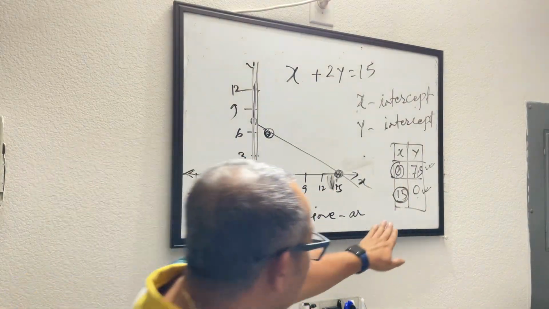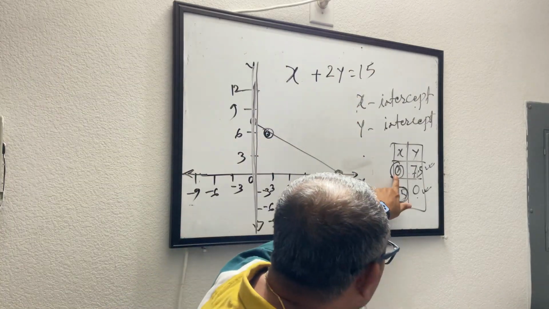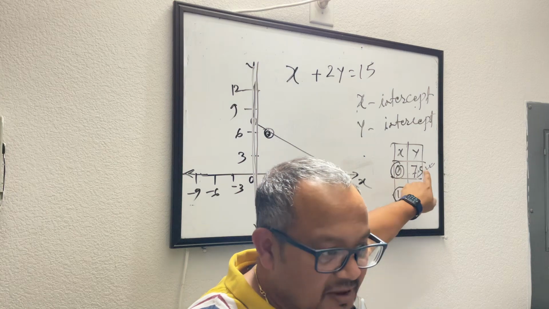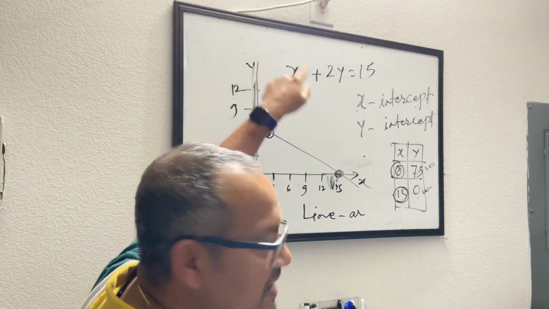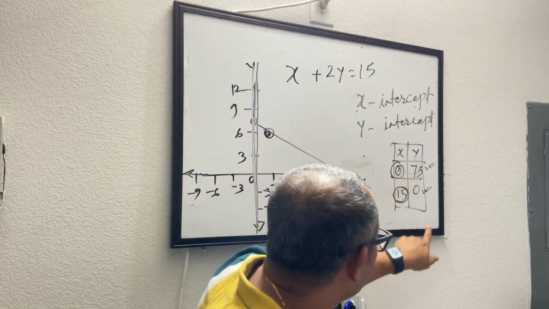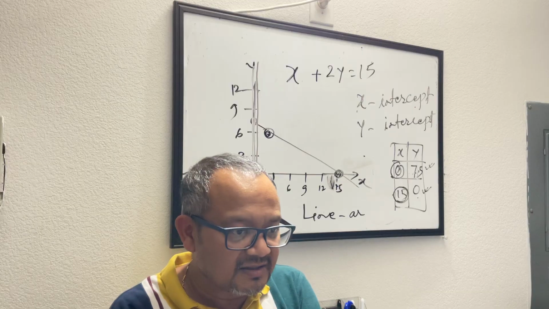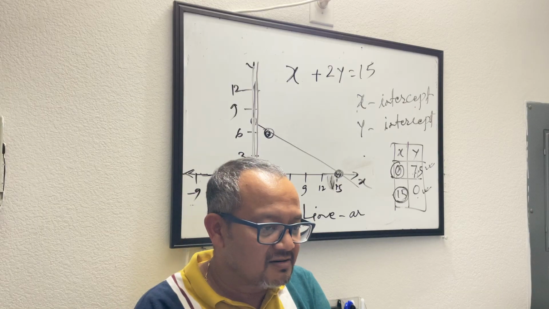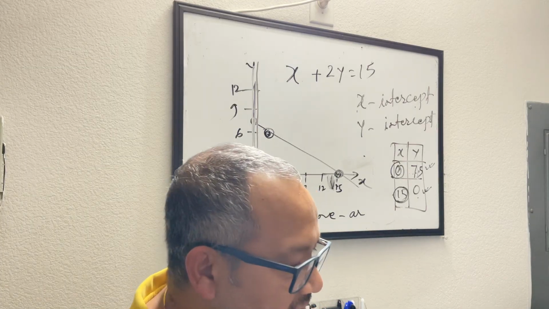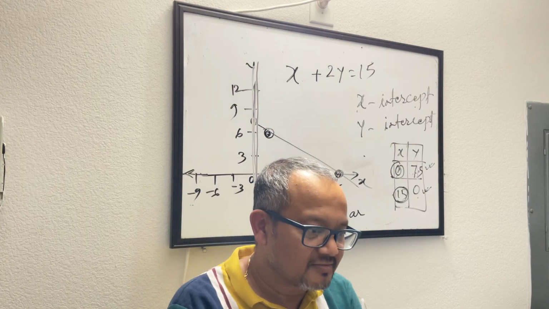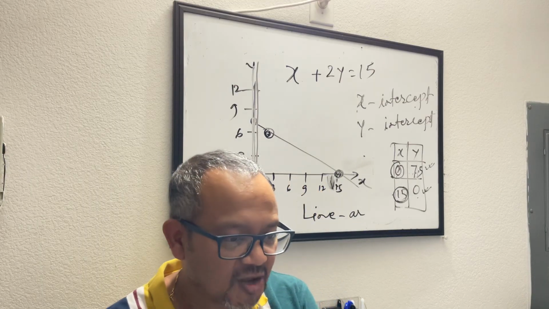So if you create a table from your equation, put x equal to 0, that will be your y-intercept. Because when x is 0, that is when it is touching the y-axis. When x is 0, that is your y-intercept. When y is 0, that is your x-intercept. Does that make sense? Yeah? Everybody? Mara?